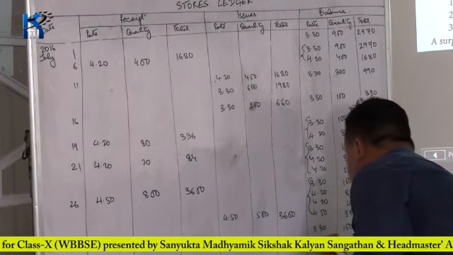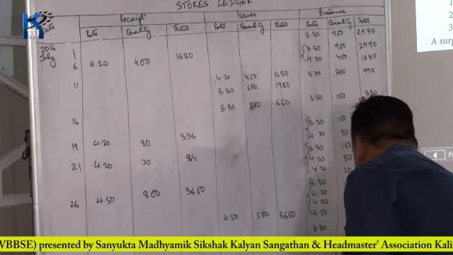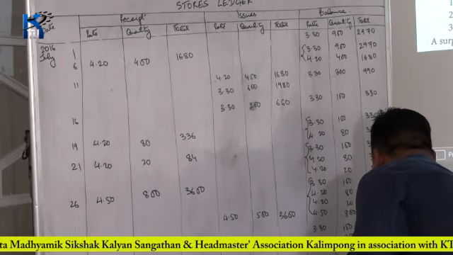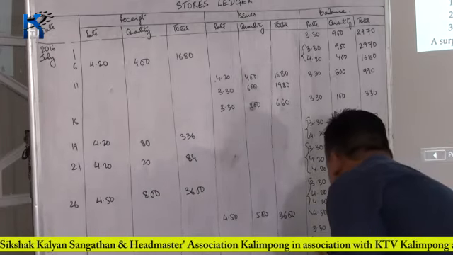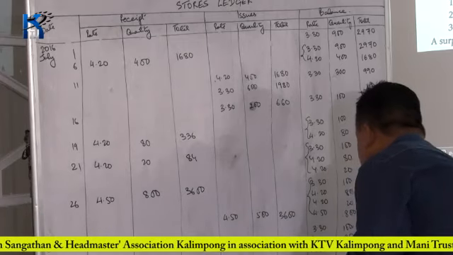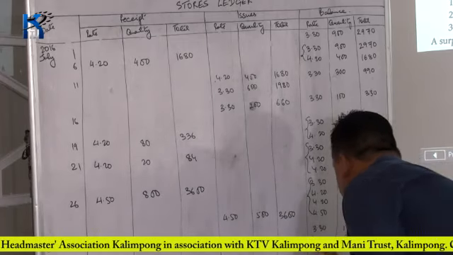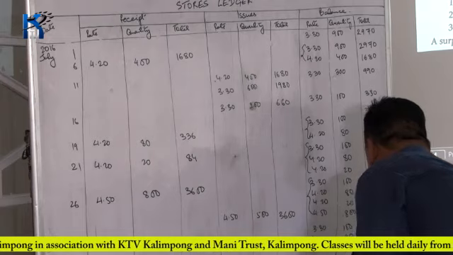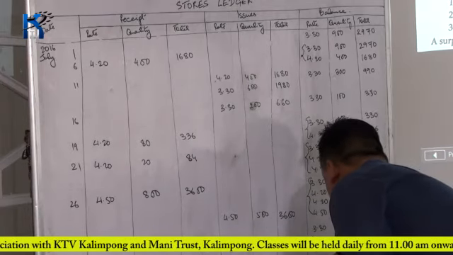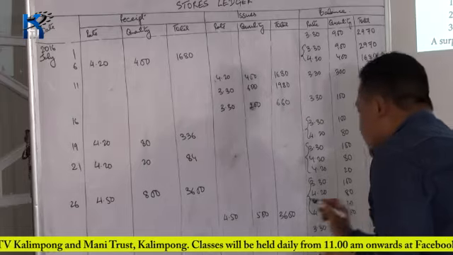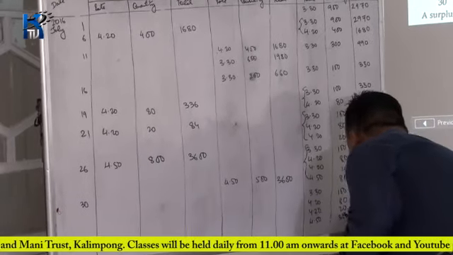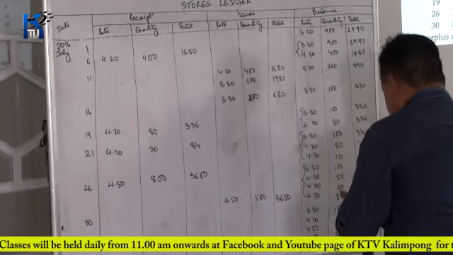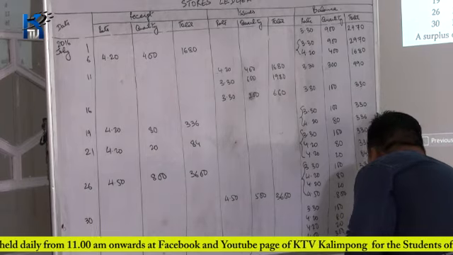330 rupees, 4.20, 80 units, 336, 4.20, 20 units amounting to rupees 84, and lastly 4.50 out of 800, 500 has been issued, remainder is 300 units. 4.5 into 300 amounts to 1350.